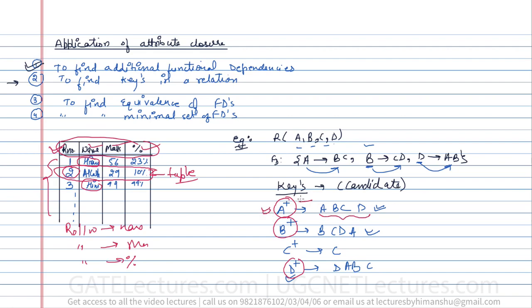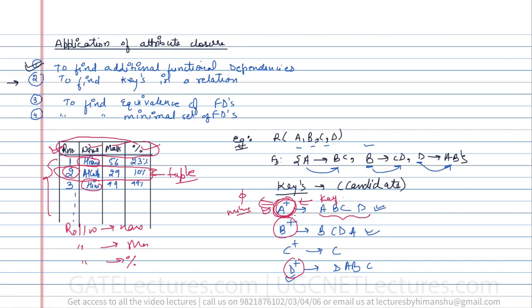Therefore, A can act as a key. The second condition is the key should be minimal. That is a minimal set. Minimal set means if I take a subset of this A closure, then the subset is only 5. Okay, subset means proper subset. So if I take any proper subset of this A closure, that should not be able to identify everything.